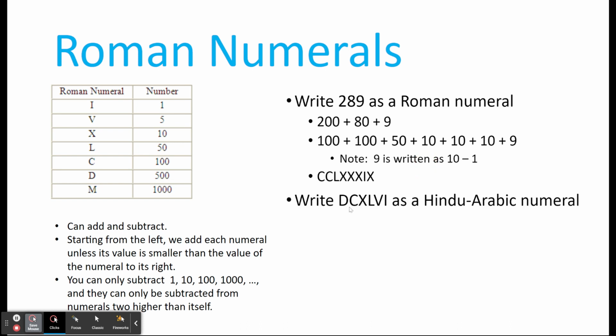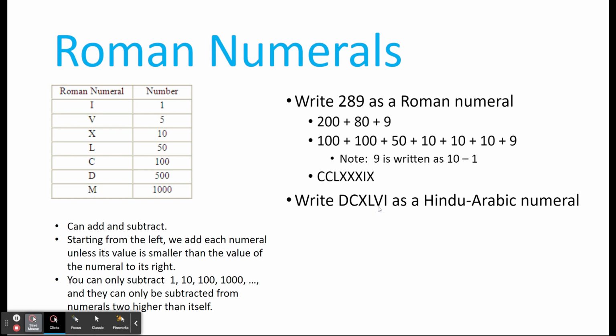So to go the other direction, we have our D, C, X, L, V, I. How can we write that in our normal numeration? Well, first we look at D, and D is 500. Then we look at C. C is 100. And then we see that we have an X with an L after it. Well, X is 10, and L is a bigger number, 50. So XL would actually be 50 minus 10.